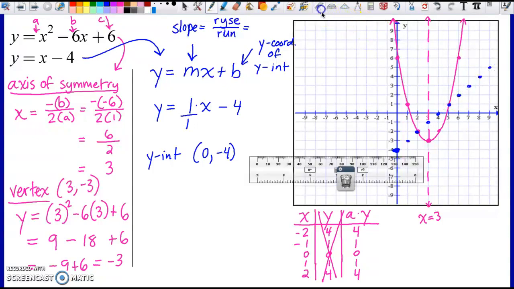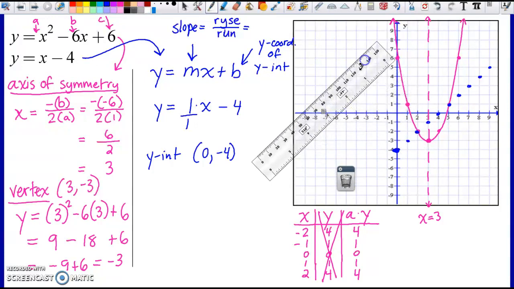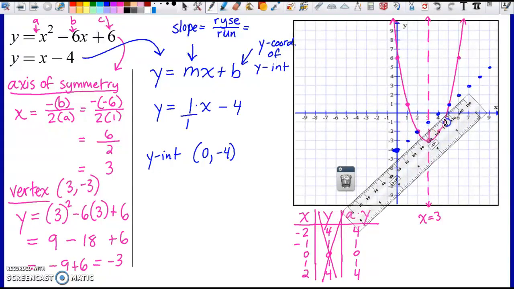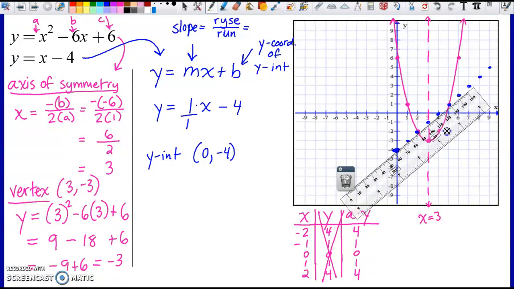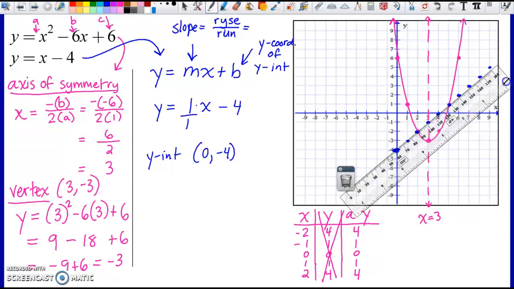If you have a ruler, and if you don't have a ruler, feel free to grab one from the bin on the side of the room. I'm just going to give you a second to do that. So if you're waiting to get a ruler from the other side of the room, that's fine.